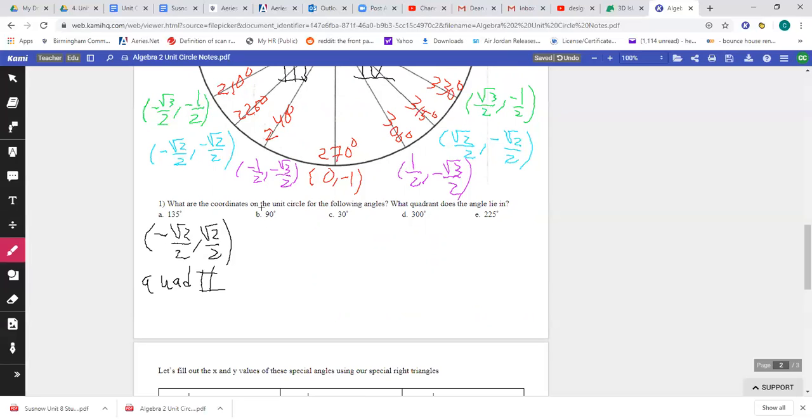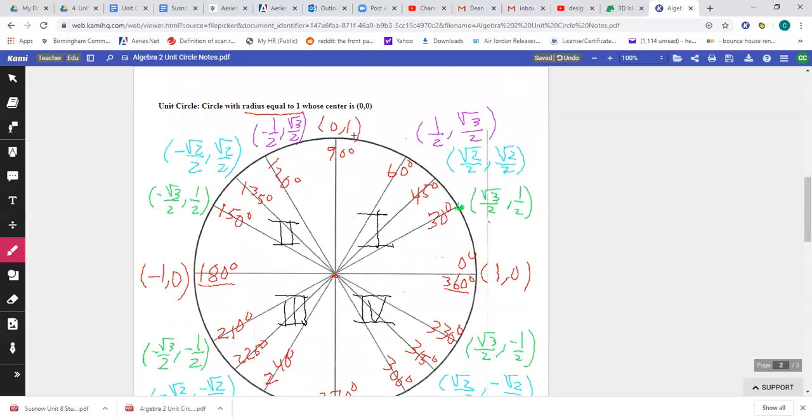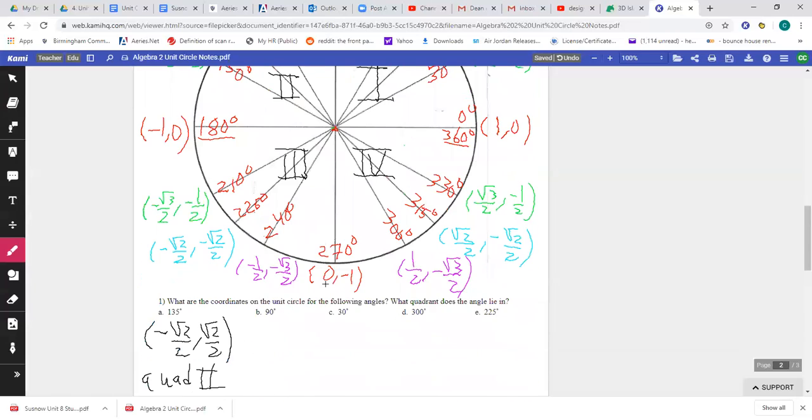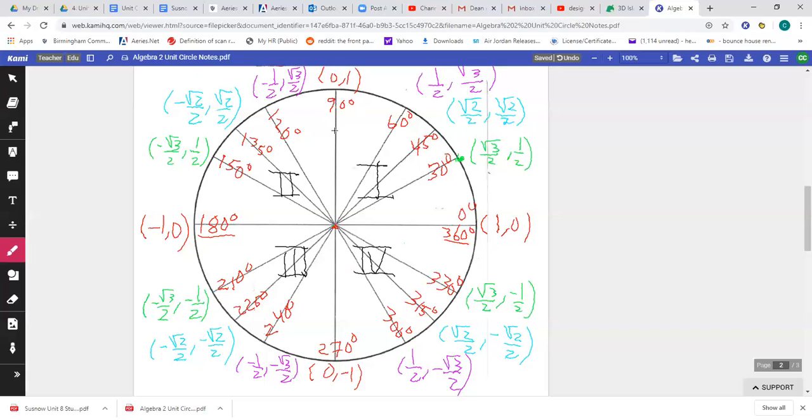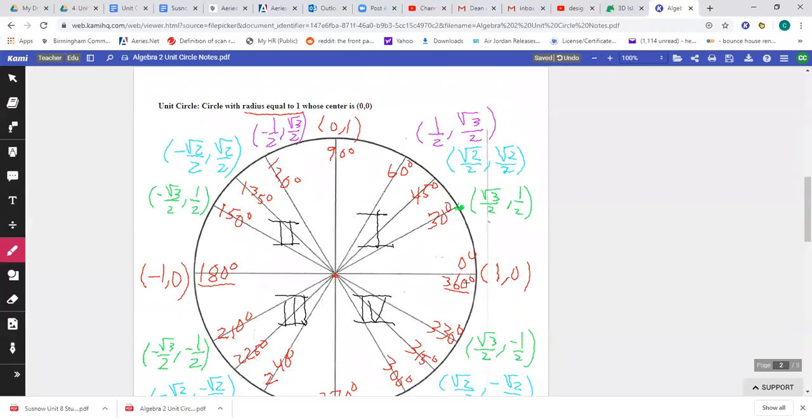The second one, what are the coordinates on the unit circle for 90 degrees? 90 degrees is up here. What are the coordinates? 0, 1. Now, what quadrant does the angle lie in? Look where 90 is. It's right in the middle of 1 and 2, so it actually has no quadrant. If you're anywhere on the sides here, if you're at 0, 90, 180, 270, or 360, you don't have a quadrant.